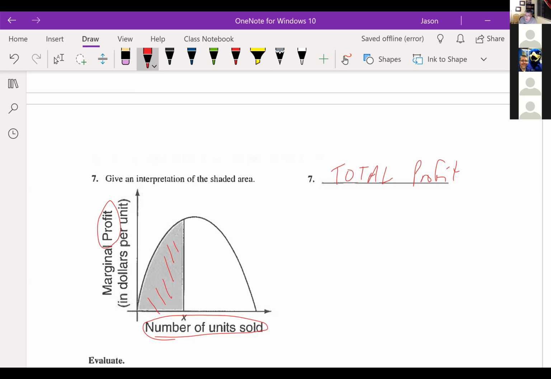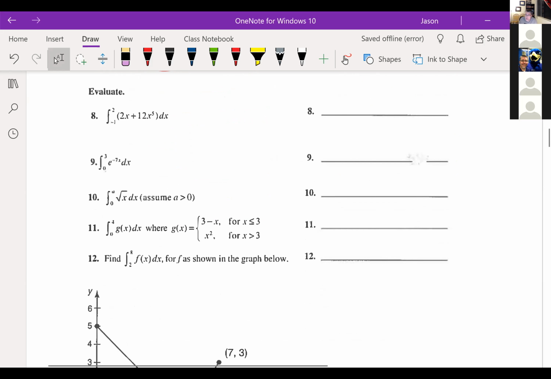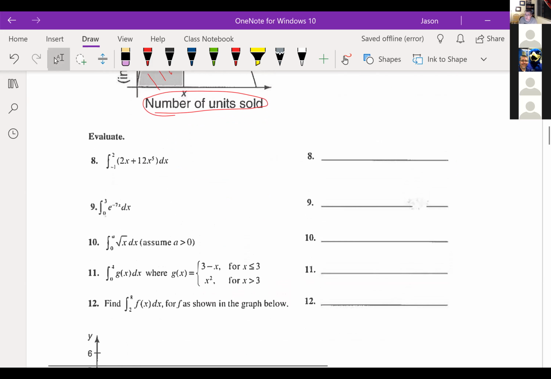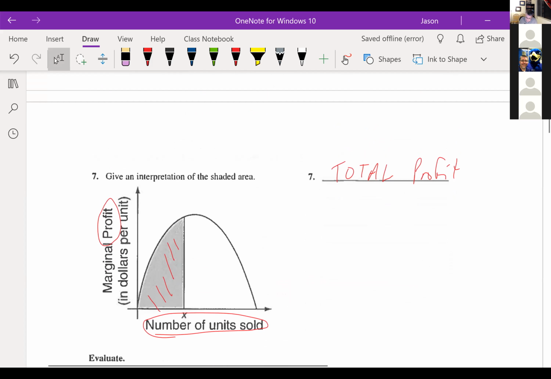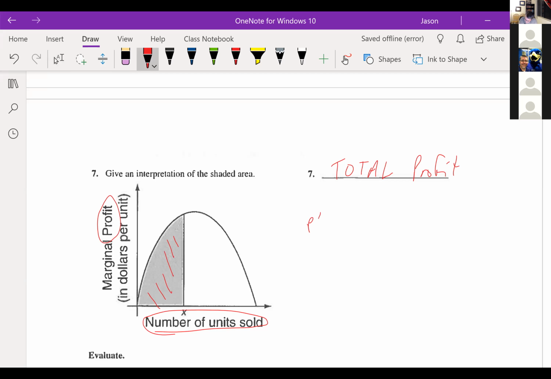Okay, number 13. Trina says 9. Well, I'll just do 9 for now. Am I showing my work? Yeah. I mean, I could. I mean, marginal profit is p prime of x, right? And we want to integrate p prime of x dx, and that's just going to be from a to b. That's going to be p of b minus p of a, which is total profit.